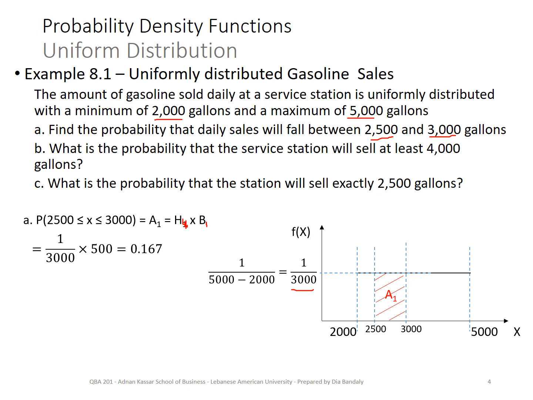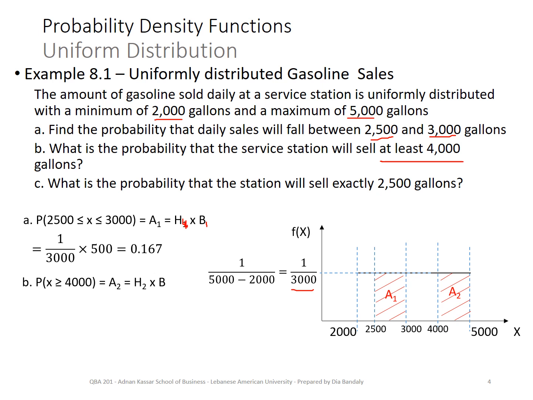Part B, what's the probability that they will sell at least 4,000? What does it mean, at least 4,000? That means 4,000 and above. And we know that there's an upper limit of 5,000, don't forget that. So on the graph, here we go. It's this area that I'm going to denote as A2. The probability that X is greater than or equal to 4,000 is equal to A2, which is the height times the base.